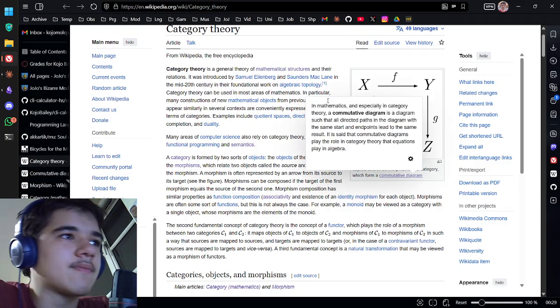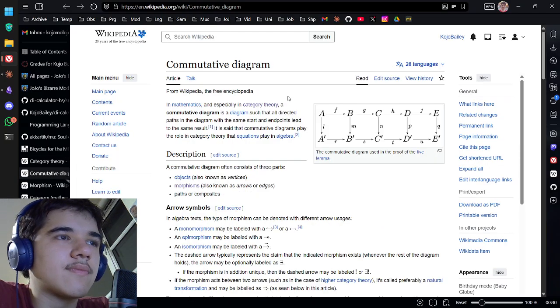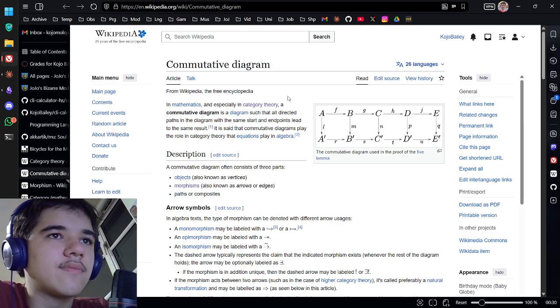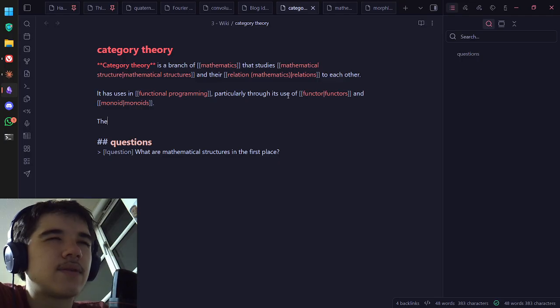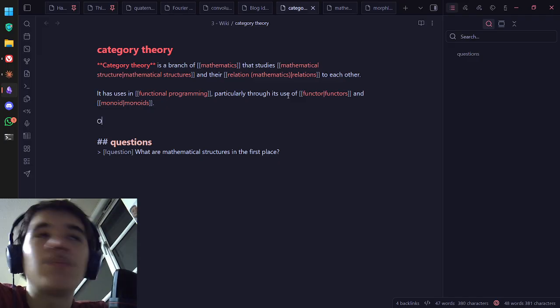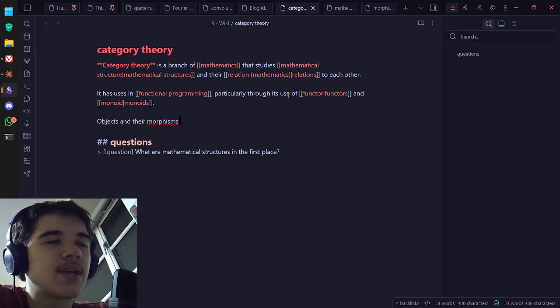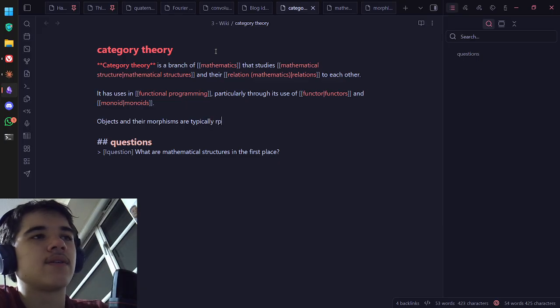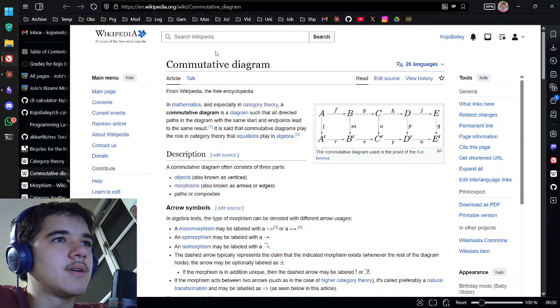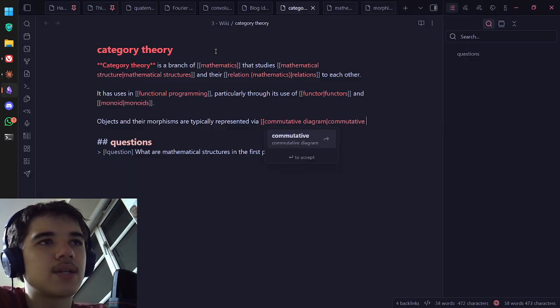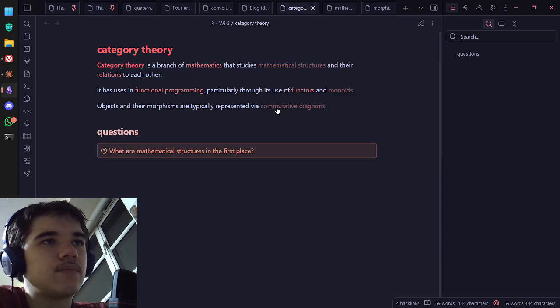So the relations, or let's say objects and their morphisms, is that not a word, are typically represented via commutative diagrams. Okay.